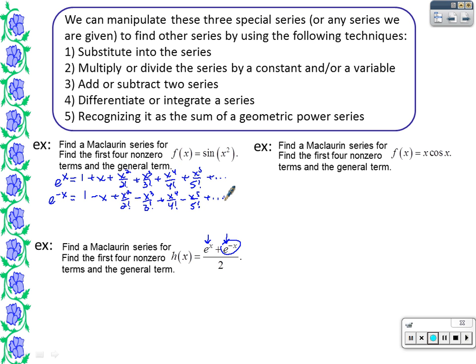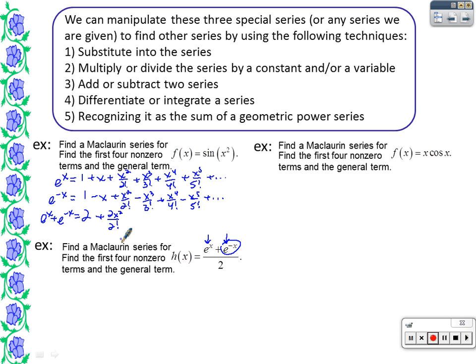Now we're going to go to technique number 3. Technique number 3 says that we are allowed to add or subtract 2 series. This is wanting us to add the 2 series together. So we just physically add them together. I'll show it like this, e to the x plus e to the negative x. And then we're just going to add them together. So 1 plus 1 gives us 2. What happens to the x to the first terms? They're canceled, they're gone. So then I have 2x squared over 2 factorial.